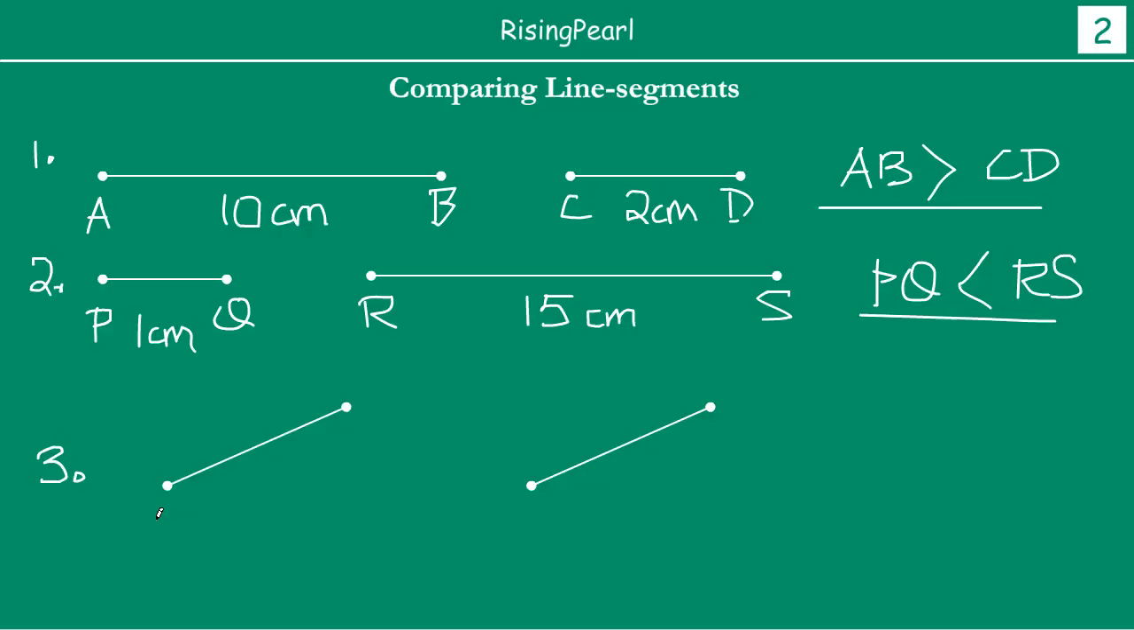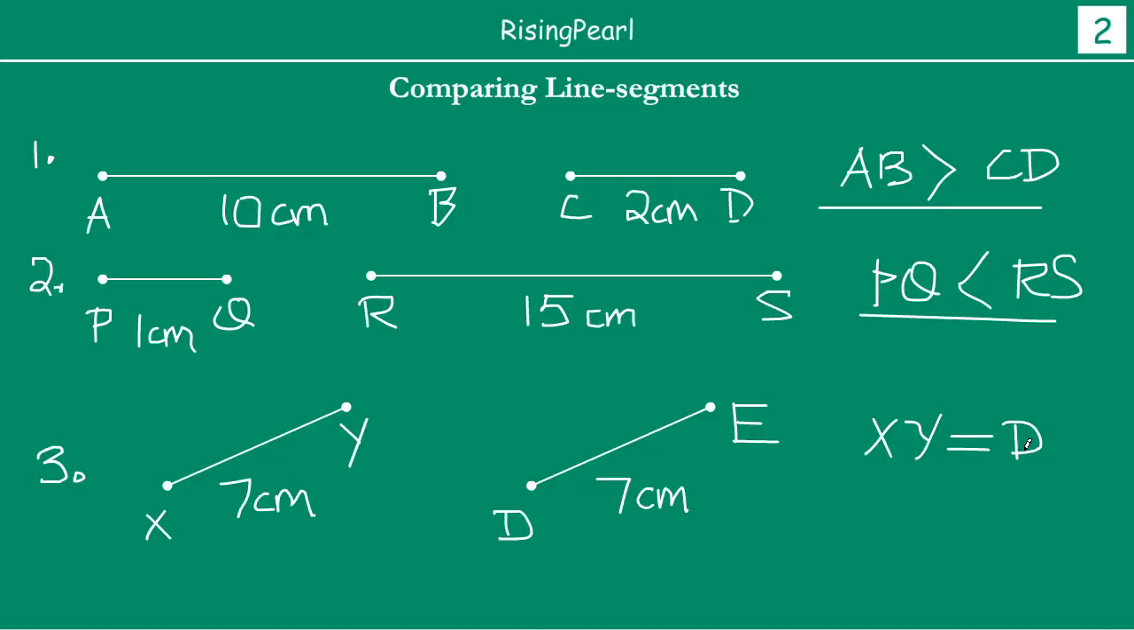In this case, friends, let's just call them XY and maybe DE. It doesn't really matter what we call them. Here let us assume that this is 7 centimeter, and this is also 7 centimeter. So in this case, we see the measure of the line segment XY is the same as DE. So friends, we are noticing that if it is a line segment, we can say one is equal to the other, or one is more than the other, or one is less than the other.